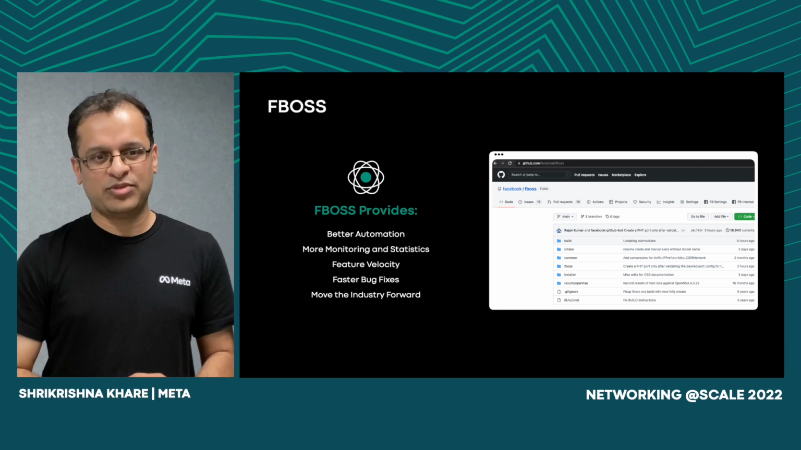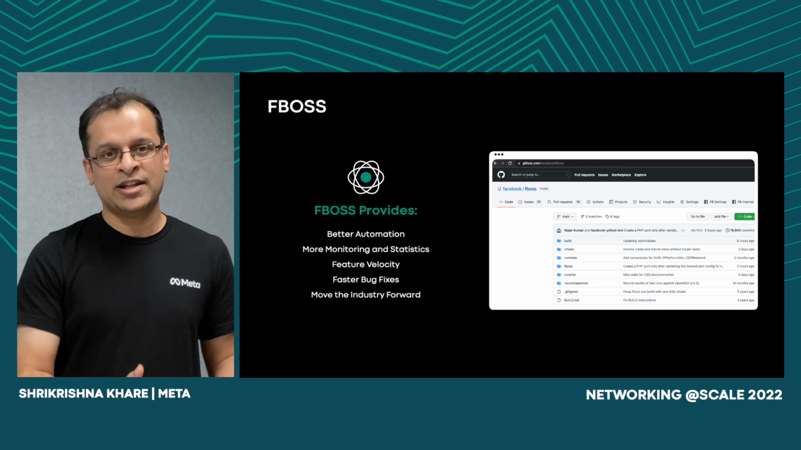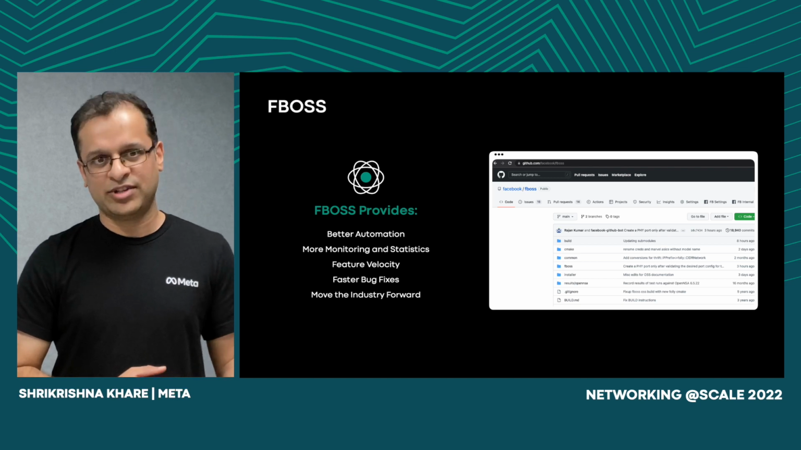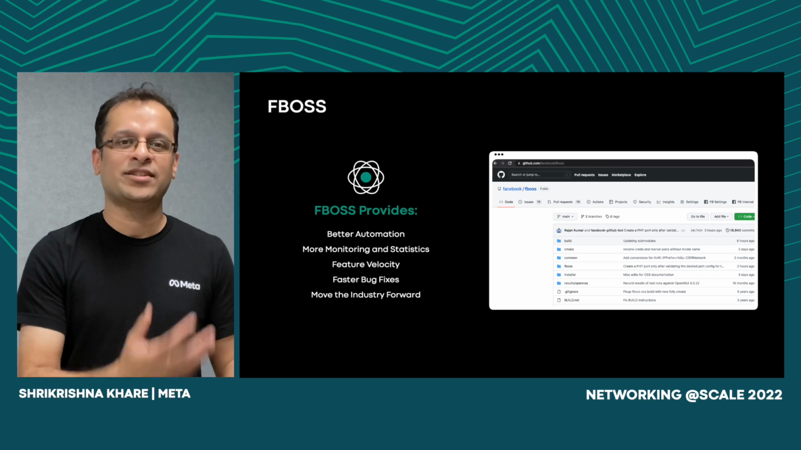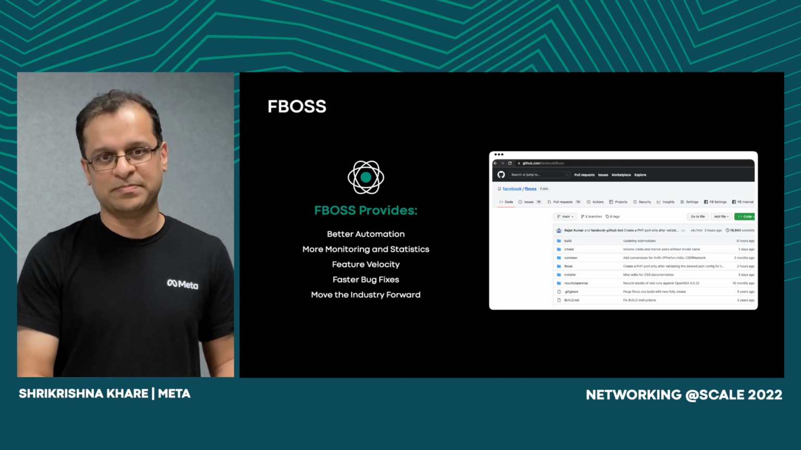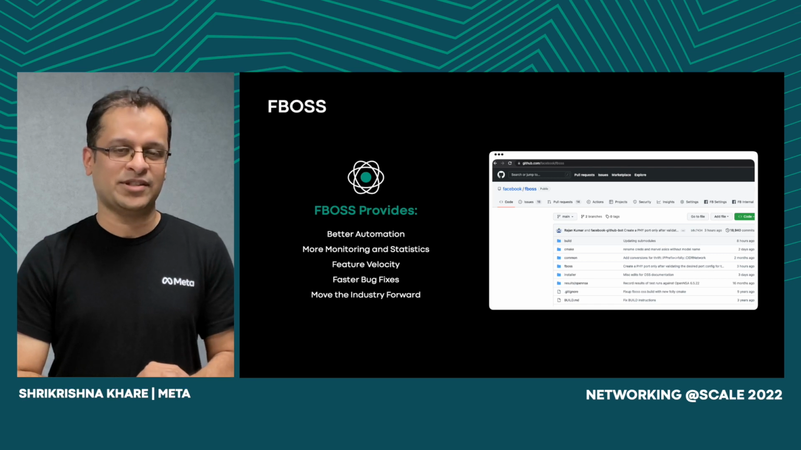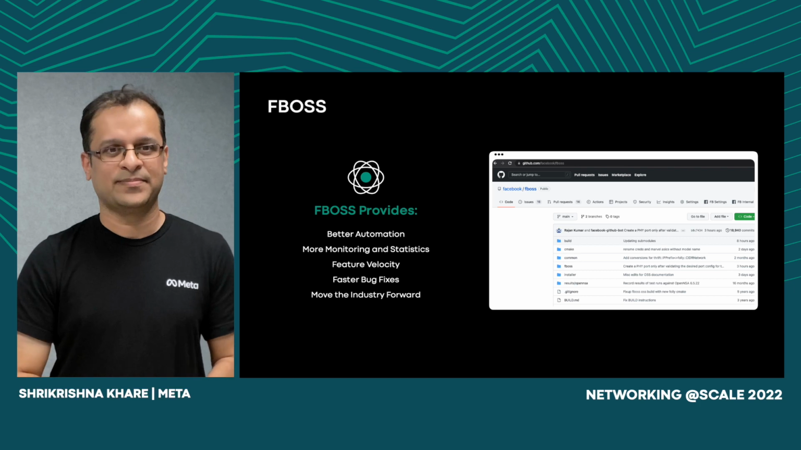With Fboss, we get better automation, more monitoring and statistics because we understand the network switching software and we develop it. It also means that the bug fixes are faster and so are feature enhancements. And it's not just the code changes that are faster, it's even easier for us to roll those out into production. Finally, having Fboss in open source means that Meta contributes to moving the industry forward in this space.